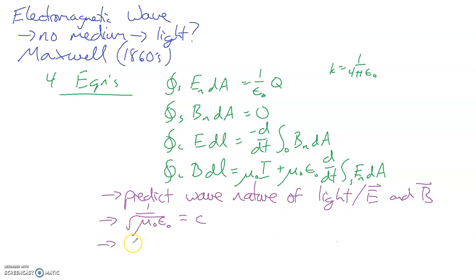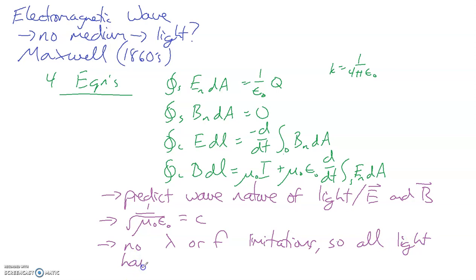And it's really cool is there's no wavelength or frequency limitations. So all forms of light actually have the same speed. There's no frequency or wavelength in this expression, it's just the mu naught epsilon naught, that's it. So no wavelength, no frequency limitations, all light has the same speed, and you know, they all have very, very similar properties as waves, so you can apply all the wave stuff to it.